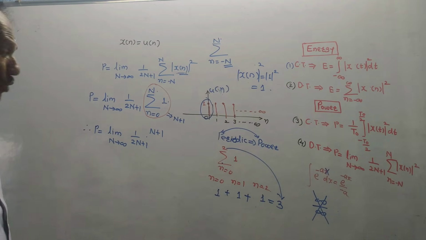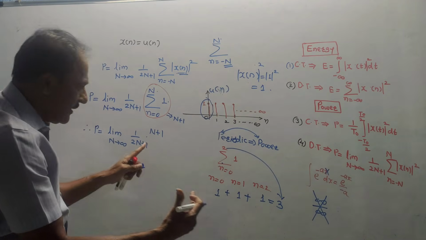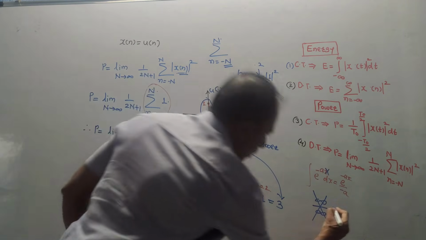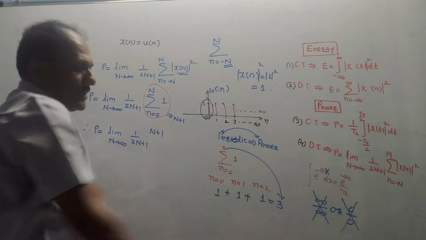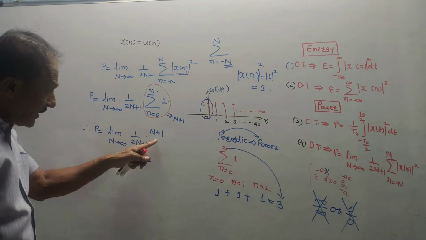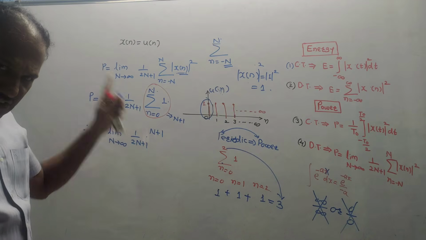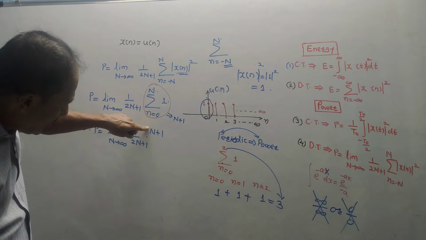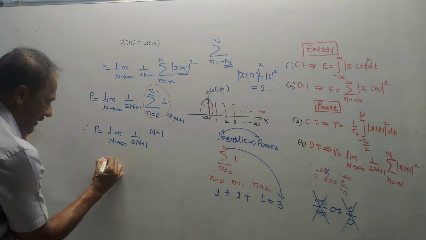So in such cases what to do? If you are getting the answer like this after putting direct values of n, if you are getting infinity upon infinity, or in some cases you are getting 0 upon 0, all such values are not valid. So how to do in this case? Simplify the equation. A simple trick to simplify such equations is divide numerator and denominator by n. Divide numerator and denominator by n.